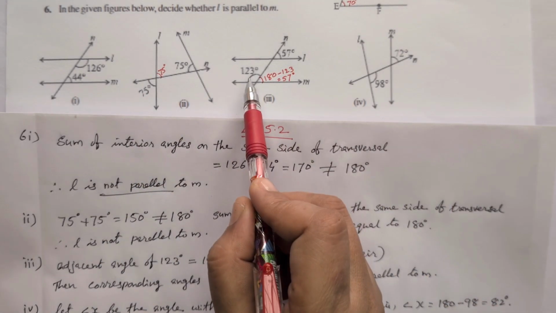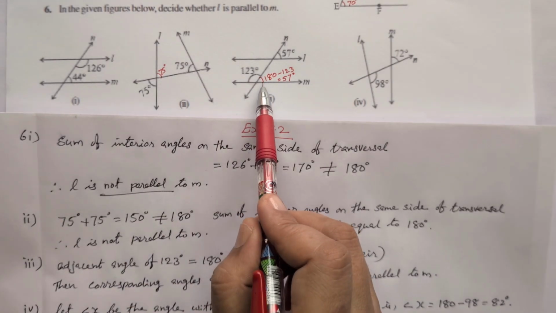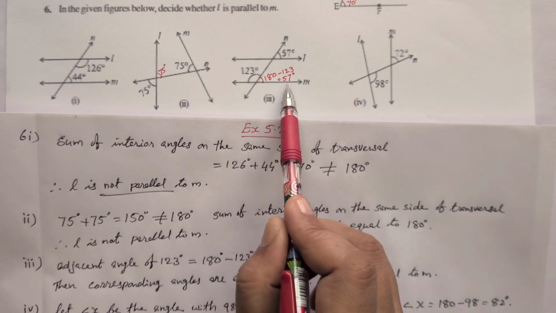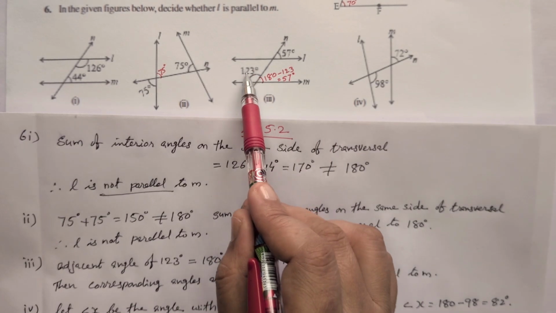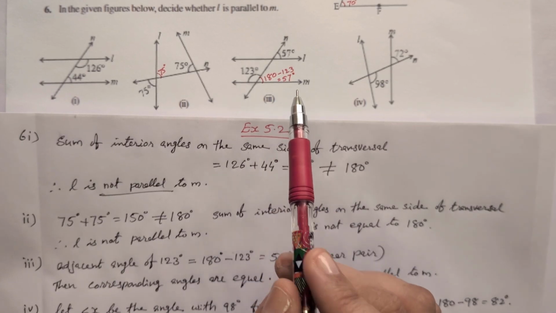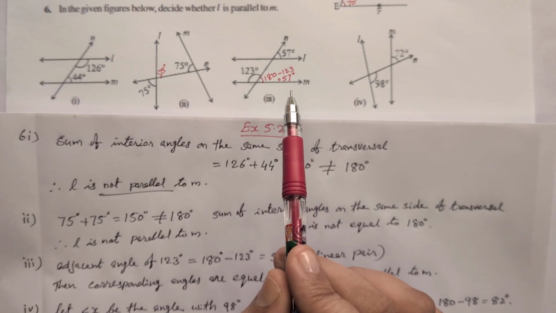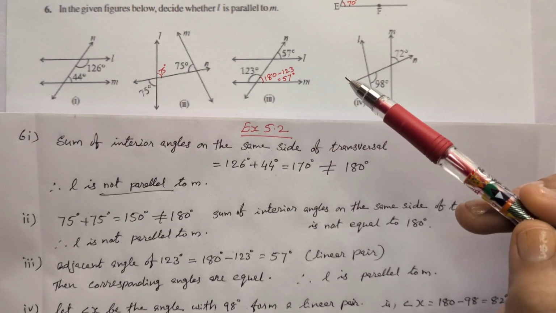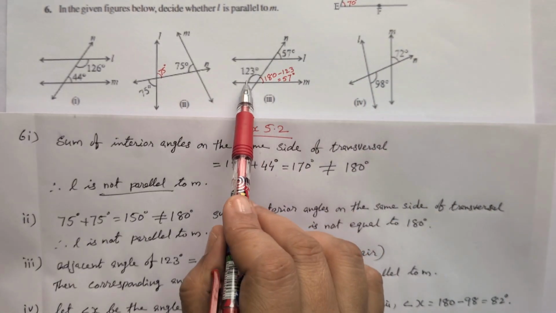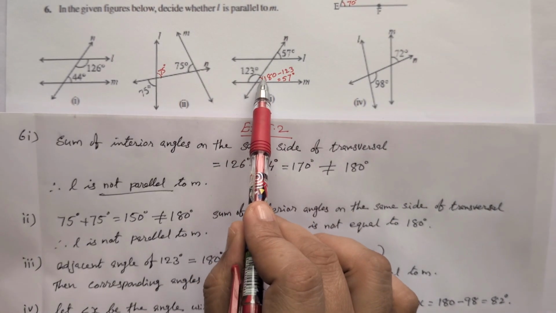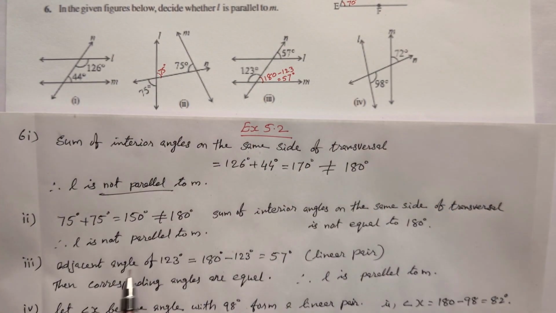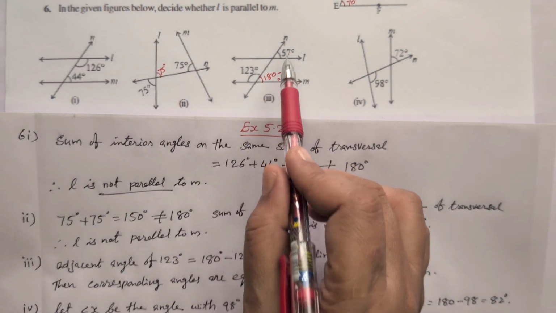Third figure. This angle is given 123. So we can find the next angle. That means it's a linear pair, straight line. So 180 minus 123, which is equal to 57 degrees. We got this angle as 57 degrees, and on top here also 57 degrees. These two angles are corresponding angles. So first, by using the linear pair property, we find this angle as 57 degrees, and then the corresponding angles are equal here. So we can write L is parallel to M. Corresponding angles are equal.